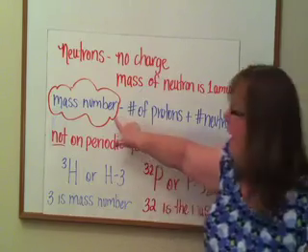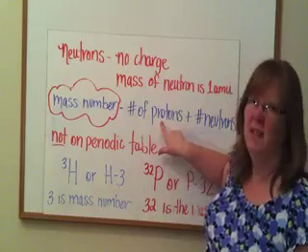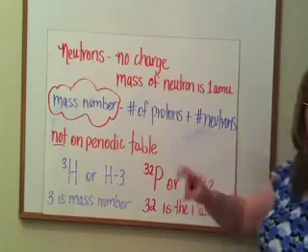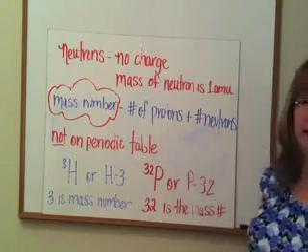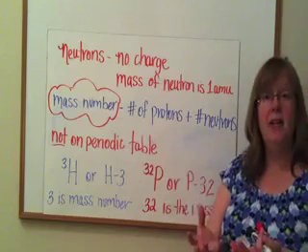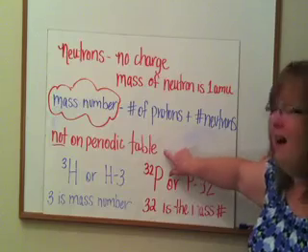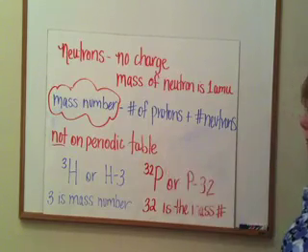This is called the mass number. It is the number of protons, the atomic number, remember, plus the number of neutrons. The two things in that atom that have mass are protons and neutrons. And when you add them together, you get the mass number. The mass number is not on the periodic table. It is not on the periodic table.